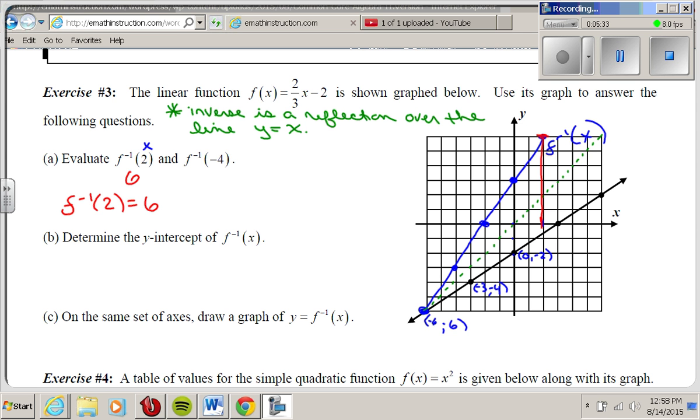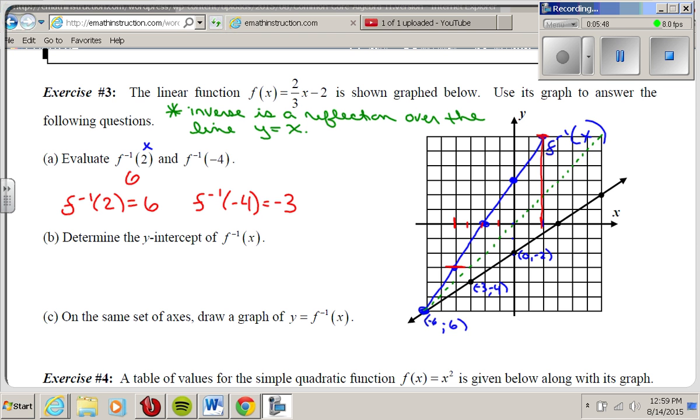F to the negative 1 of 4. So again, 1, 2, 3, 4. Here's my x value. What's my y value? Negative 3. So that is review from last class. That's nothing new for you.